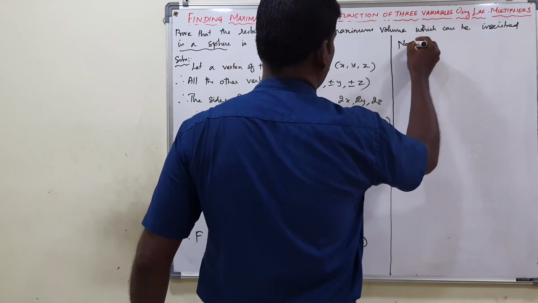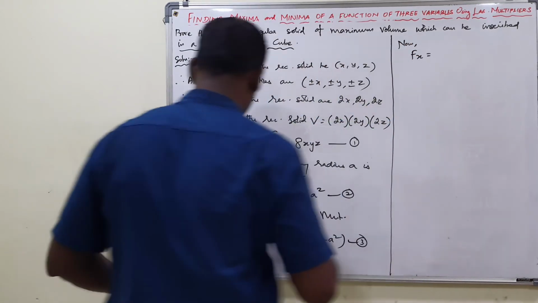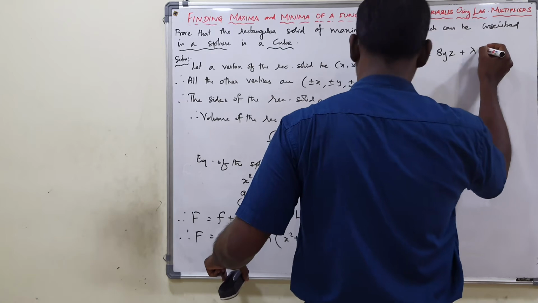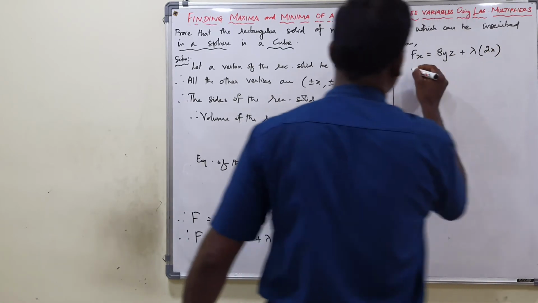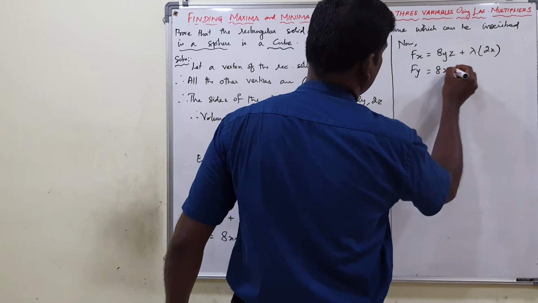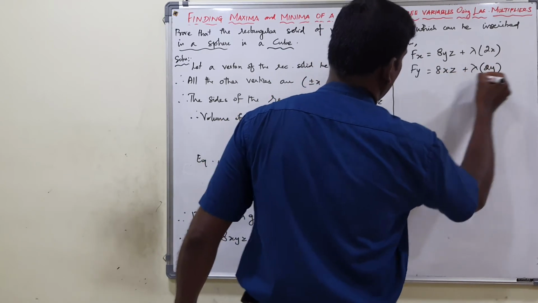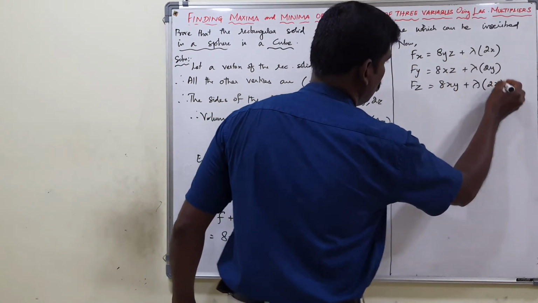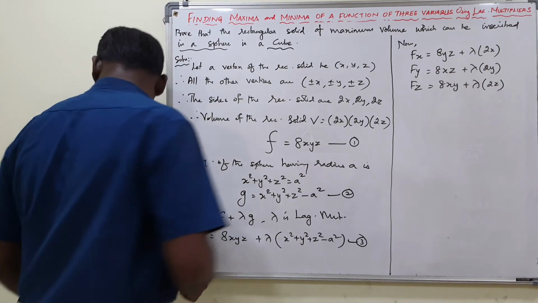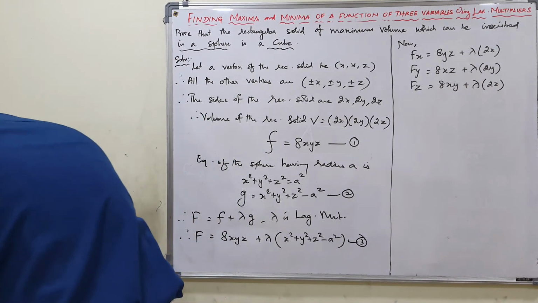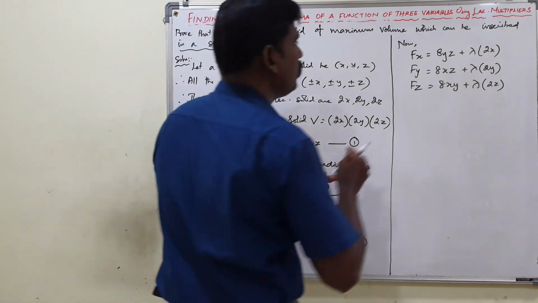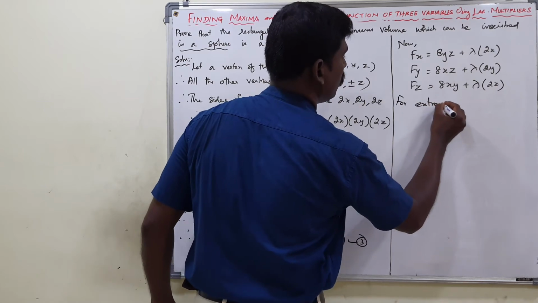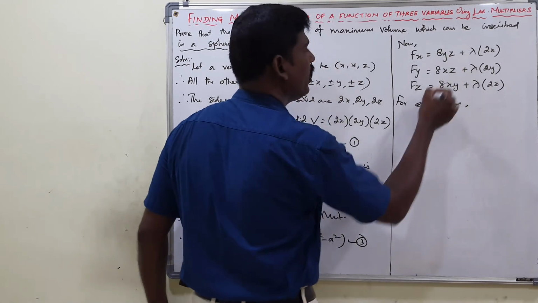Now, Fx is equal to, what is Fx? Taking partial derivative of F with respect to x. So 8yz plus lambda into 2x. Isn't it? What is Fy? 8xz plus lambda into 2y. What is Fz? 8xy plus lambda into 2z. Isn't it? Right? That's all. Now for extremum values, we have to equate all the 3 to 0.